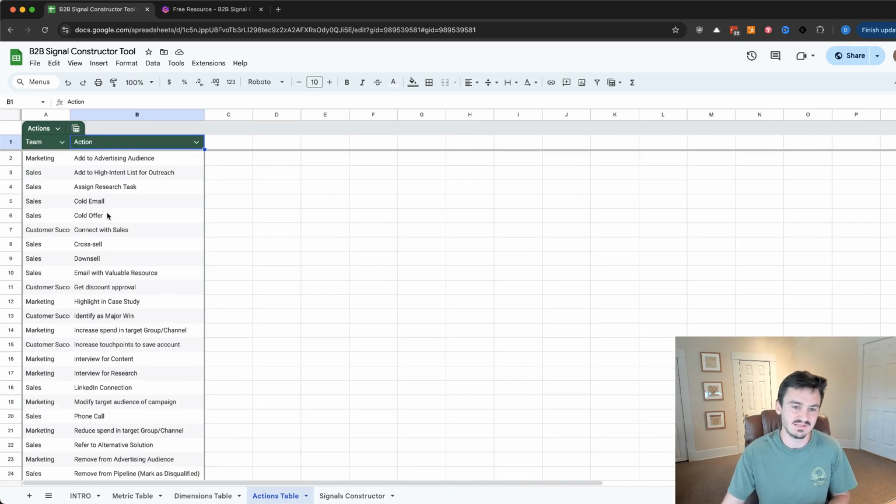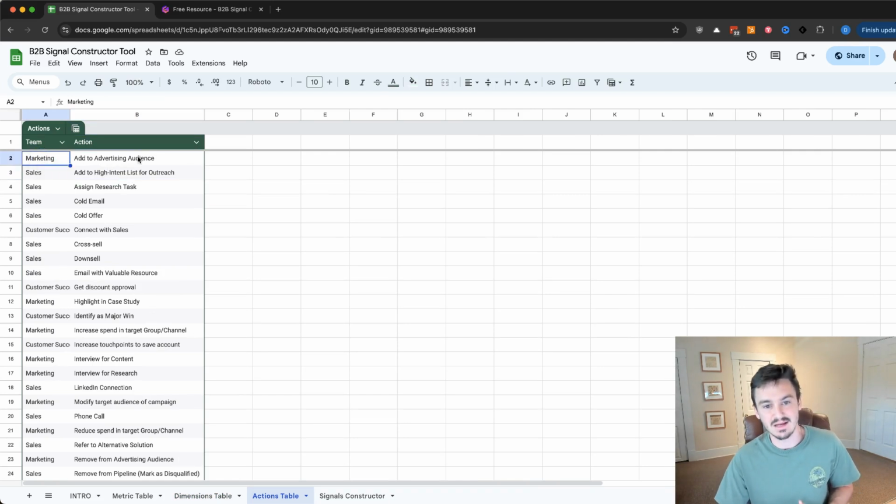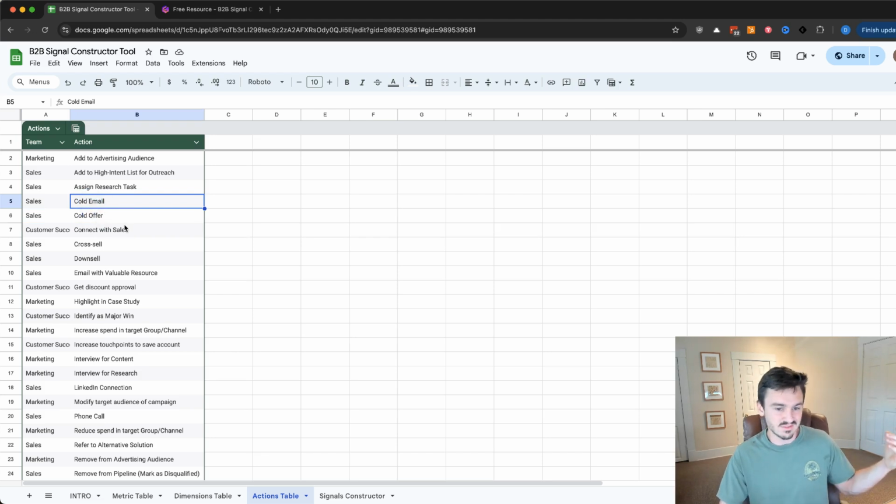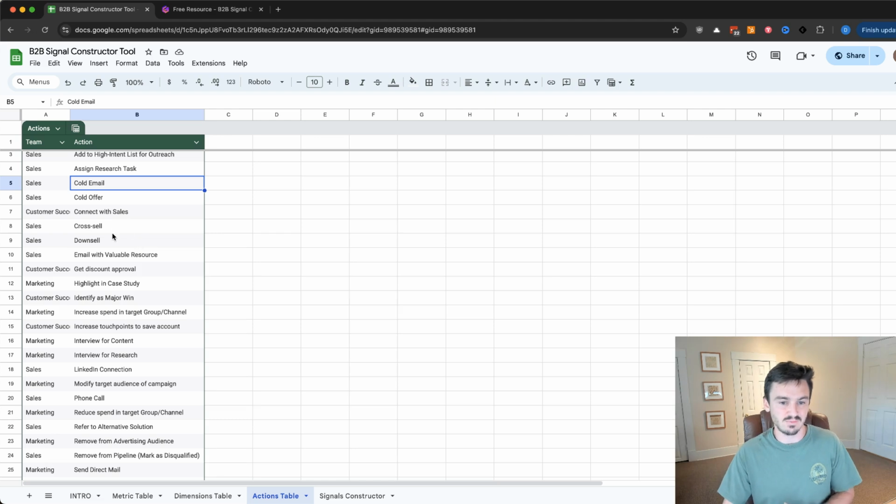And then last but not least is the actions table. And so this one is broken down by team and then the actual action that we will suggest based off of the data point. And so you have everything here from your basic add to an advertising audience, could be on one of your social platforms or one of your advertising platforms for the marketing team. You could have a cold email or cold offer from sales. If let's say you have a really, really good fit and you think that there's a low level offer that'll convert, you can do that, whatever your business type is and whatever your sales process is.